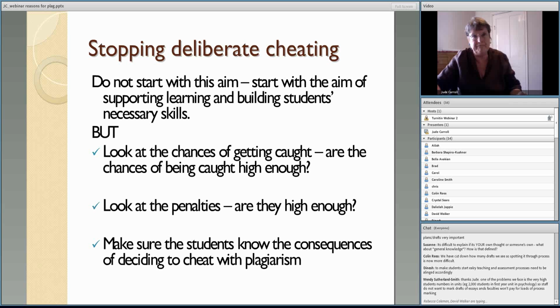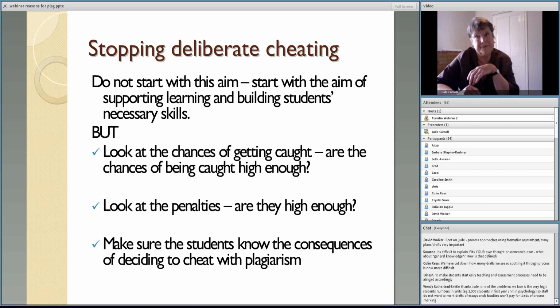Okay, shall we go on? Yeah, just one more point we might pick up on about general knowledge. How is that defined? I think that's the idea of common knowledge. I don't know if you wanted to comment. I'm going slightly off at a tangent here, but it might be worth mentioning.